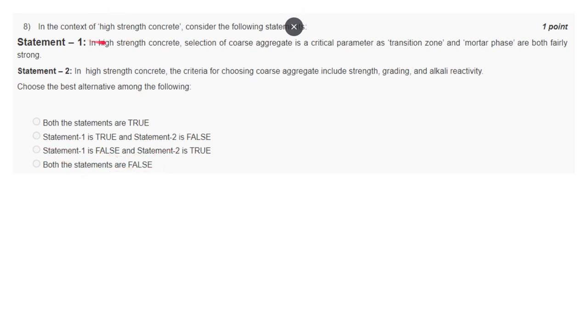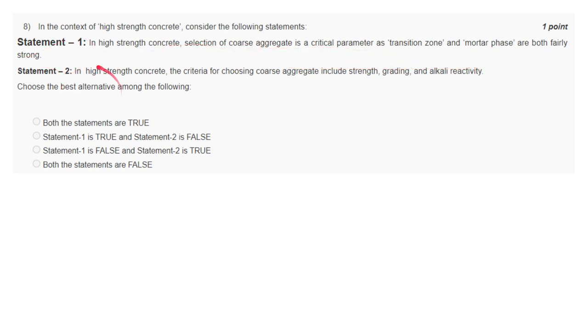Okay, so if you remember, in high strength concrete, the selection of coarse aggregate is a critical parameter. Because here the transition zone and mortar phase both are fairly strong. That is why the difference between the strength of mortar and the coarse aggregate is very narrow. So that is achieved only by reducing the size of coarse aggregate. Therefore, selection of coarse aggregate is a critical parameter.